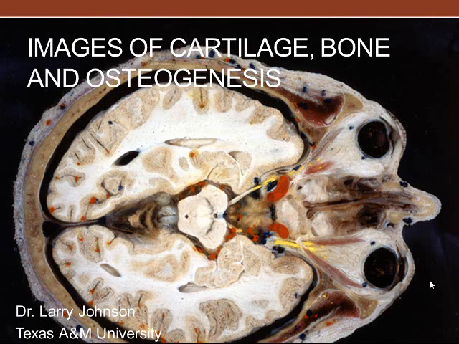Today we're going to look at the images of cartilage and bone. We'll look at the different cell types that are there, the differentiation of the cells to make cartilage and bone, the extracellular matrix, and the different structures which facilitate structural support of the body. Images of cartilage and bone osteogenesis.